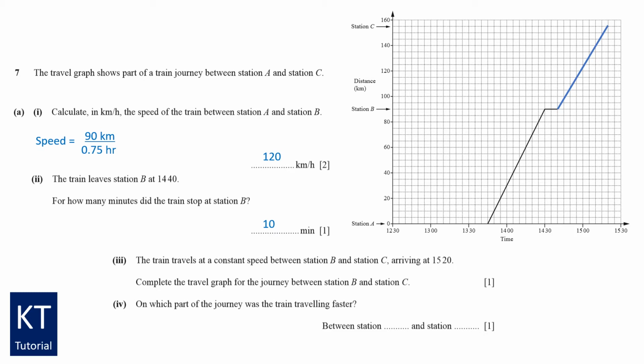Next, on which part of the journey was the train traveling faster? The line is steeper in the first half of the journey. Therefore, the train is traveling faster between station A and station B.